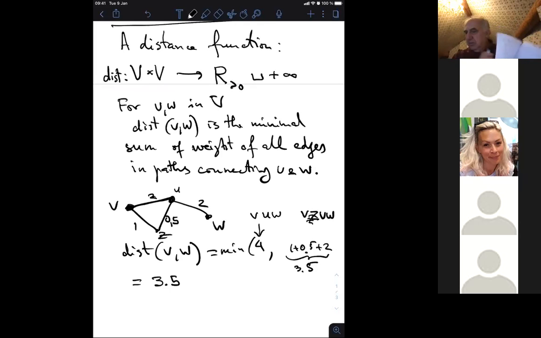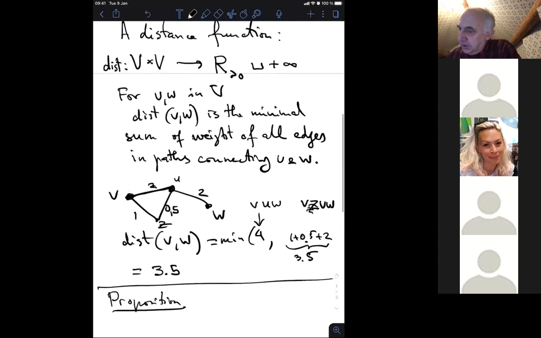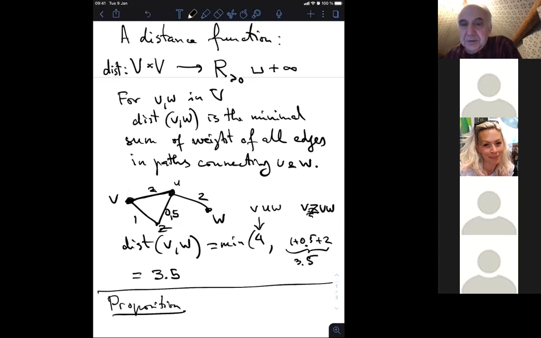Okay, so let me tell you one simple proposition. I probably forgot to mention that the distance can be plus infinity also. If two vertices cannot be connected by a path, if they lie in different connected components, then there is no path connecting them. And in this case, we say that there is an infinite distance. So it's also a natural agreement to make.